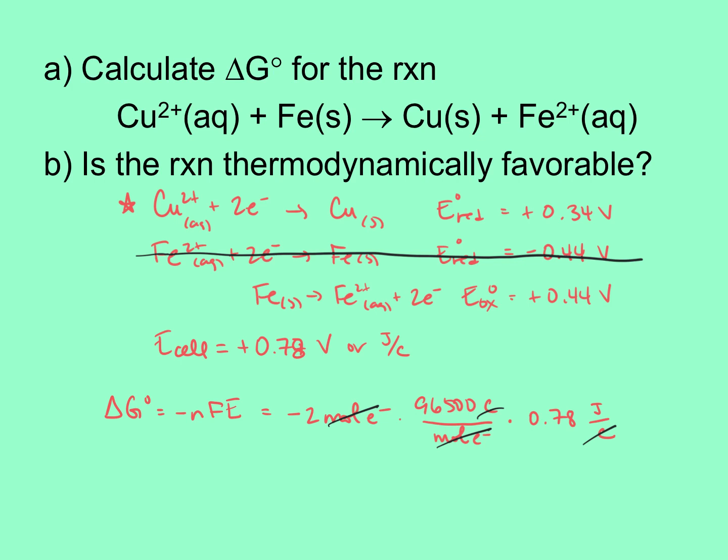And so when you enter that in your calculator, and you get the sig figs, okay, that should come out to approximately negative 1.5 times 10 to the 5th joules. Okay, and that negative value of delta G indicates, once again, that the reaction is thermodynamically favorable.